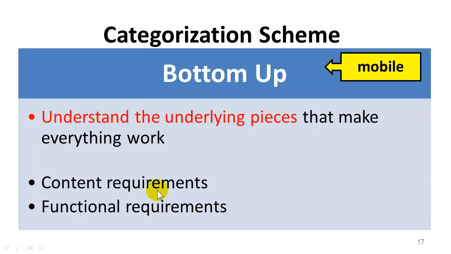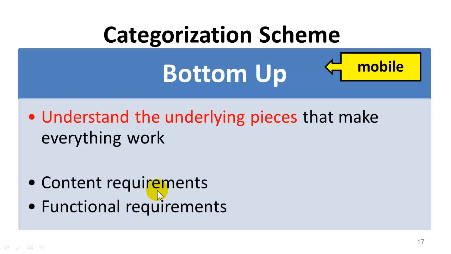The bottom-up type of scheme is something we would see on a mobile device. We're looking at the functional requirements first, the pieces that make the application work, as opposed to the goals and objectives. When we use a mobile application, it doesn't have all of the content that it might on a larger website. It has the most important functionalities that we need. So this is an example of a bottom-up situation.